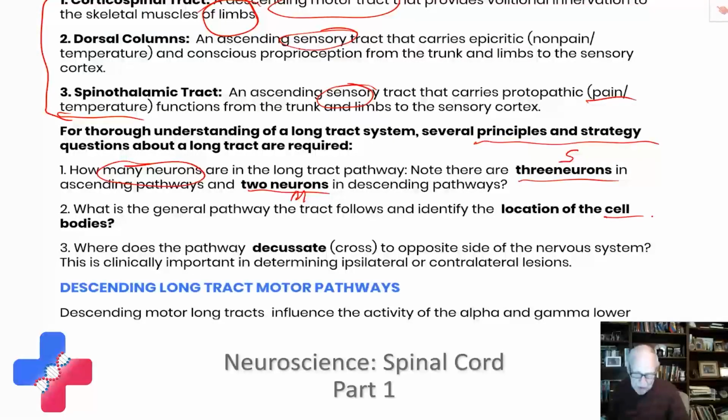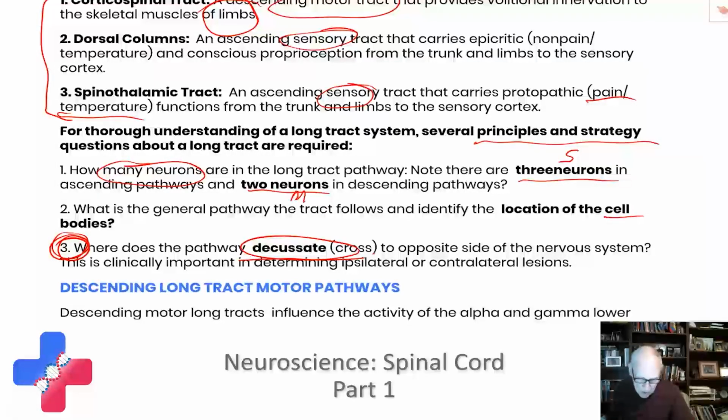So you want to know the location of cell bodies along with the general topography. What's the general course of it? And number 3, clinically most important, where do they cross? Where is that decussation? Because not all, but these 3 and many of the others, somewhere in their course, ascending or descending, they'll cross the midline of the central nervous system, go to the opposite side. So they'll go from the left to the right side of the nervous system, or of course, right to left.